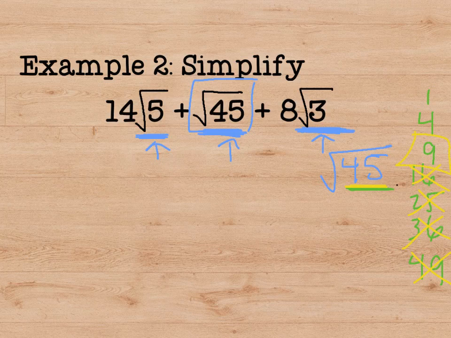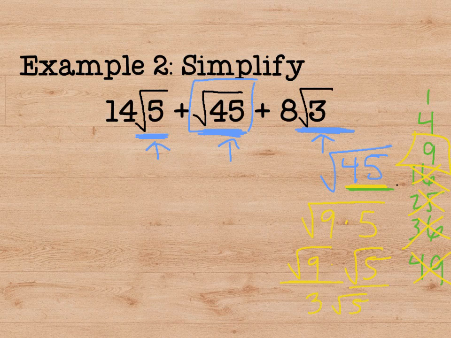I know that 45 is the same as 9 times 5. So I found that perfect square. Then I can break this multiplication apart by making it square root of 9 times square root of 5. And my last step is just to simplify this square root of 9. I know the square root of 9 is 3. Square root of 5 cannot be simplified, so we are just going to keep that right there.